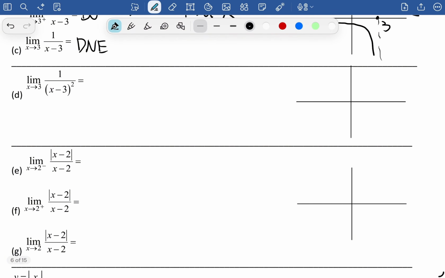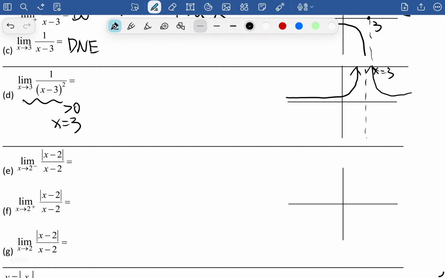Let's move on to the second topic. What does this function look like? We know that there's a vertical asymptote at x equals 3. And this function should be larger than 0, which means this function is going to look like something approaching a value like this. And this is a two-sided limit, which means we have to evaluate the left limit and the right limit and see if they're equal.